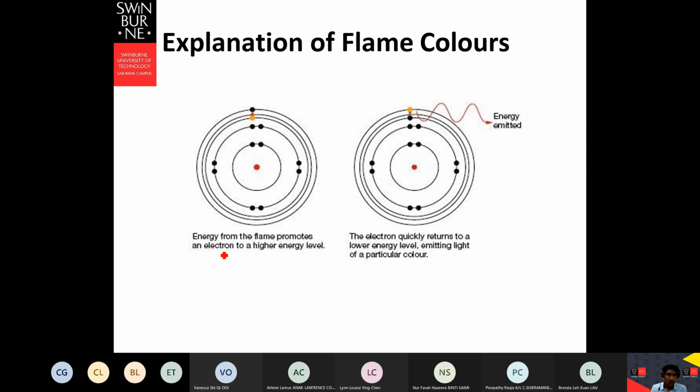So when they have different electrons around them, what is happening when we put in, let's say, a small amount?